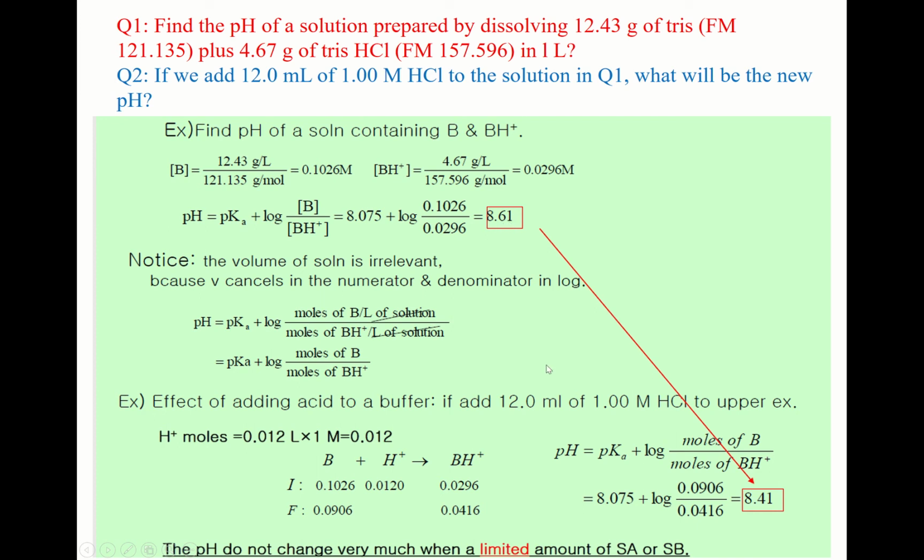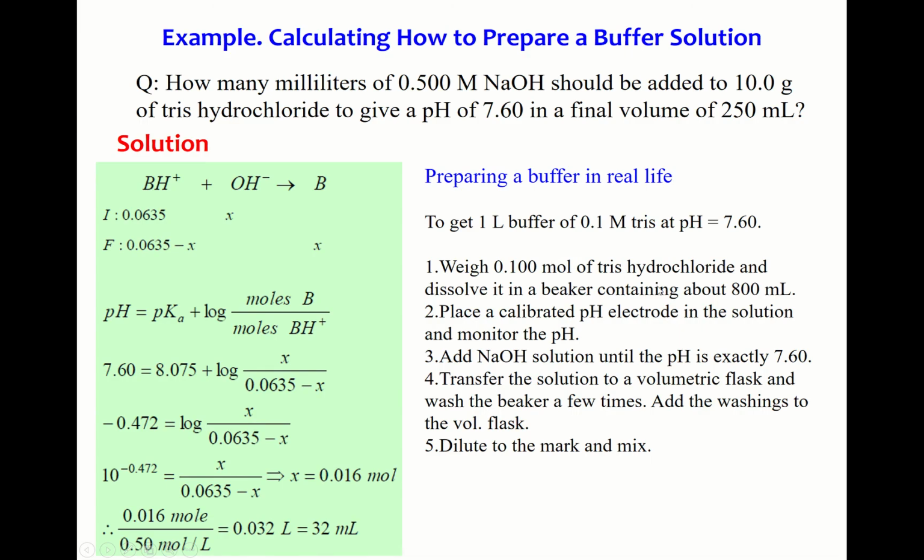All right, this is amazing. Although the strong acid was added, the pH change is very little. So that's the power of a buffer solution. Now you appreciate how a buffer is really in action.